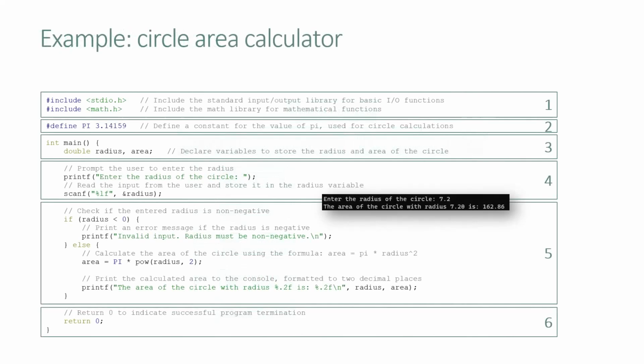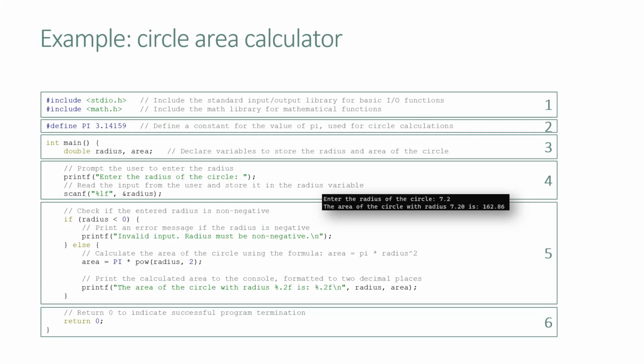This C program calculates the area of a circle given its radius. 1. The program starts by including standard input-output and math libraries for basic I/O functions and mathematical operations. 2. It defines a constant PI as an approximation of the mathematical constant pi, which is essential for circle calculations. 3. In the main function, two double precision floating point variables, radius and area, are declared to store the circle's radius and its calculated area respectively.